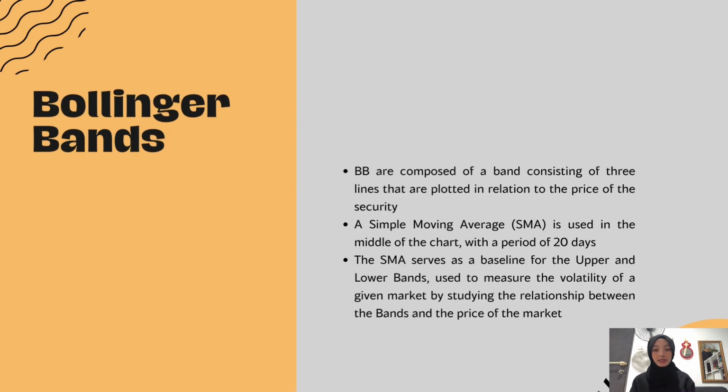The Bollinger Bands are composed of a band consisting of three lines that are plotted in relation to the price of the security. A simple moving average SMA is usually used in the middle of the chart, preferably with a period of 20 days. The SMA then serves as baseline for the upper and lower bands, which are then used to measure the volatility of a given market by studying the relationship between the bands and the price of the market.